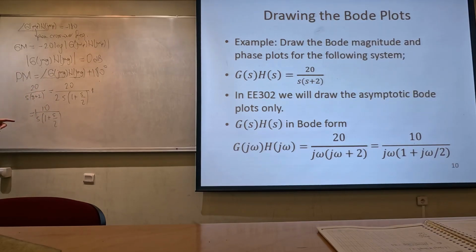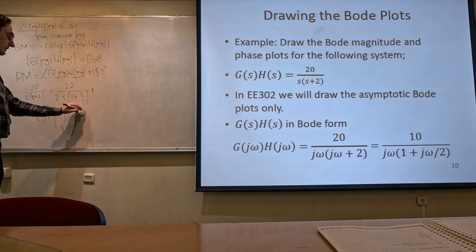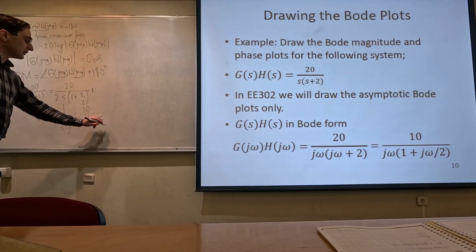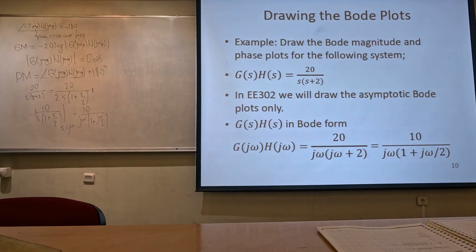So, which is what I don't want. I always want to collect all of the gain terms into a single term like this, so that these first order factors would always contribute 1 when I let s go to 0. And when I substitute s equals j omega here, I get 10 divided by j omega, 1 plus j omega over 2. And now I can determine what the corner frequencies are.